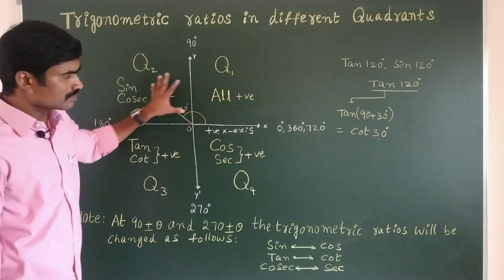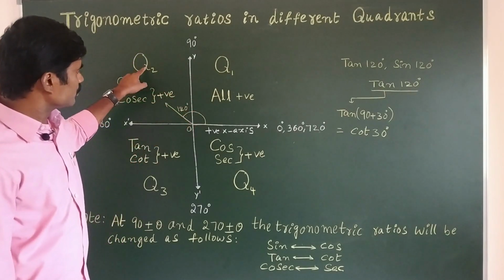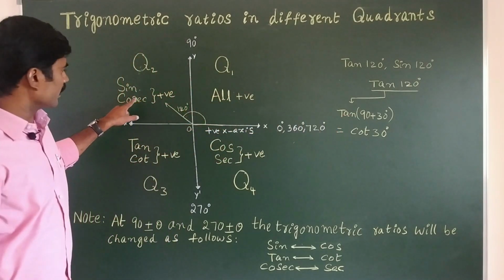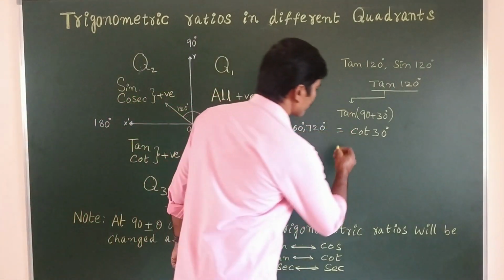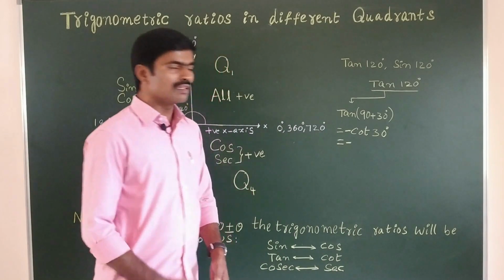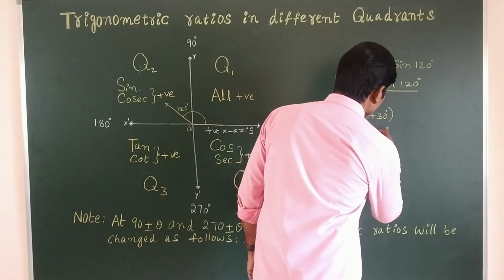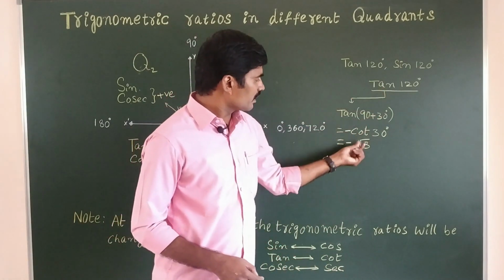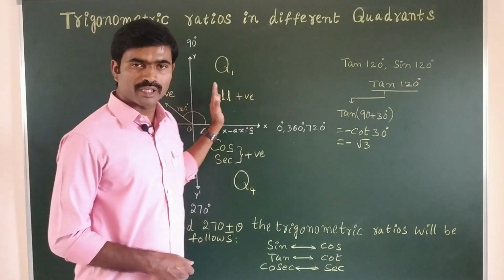And observe this quadrant table. 120 degrees lies in Q2. In Q2, tan is negative. In Q2 only sine and cosecant are positive, so tan is negative, so keep minus. Minus cot 30 degrees. Cot 30 degrees value is tan 60, that is root 3. So finally tan 120 degrees is minus root 3. We can find the trigonometric ratios in different quadrants like this.